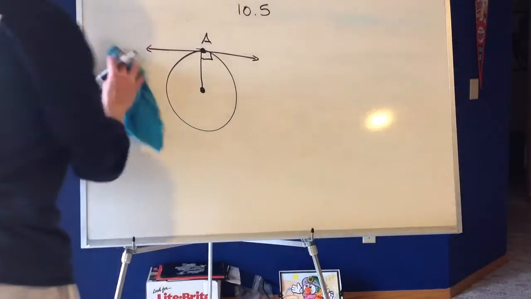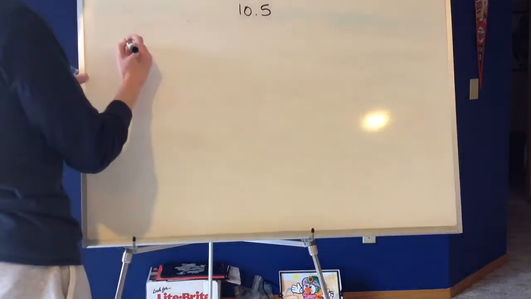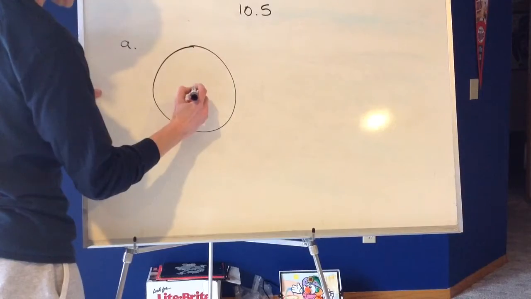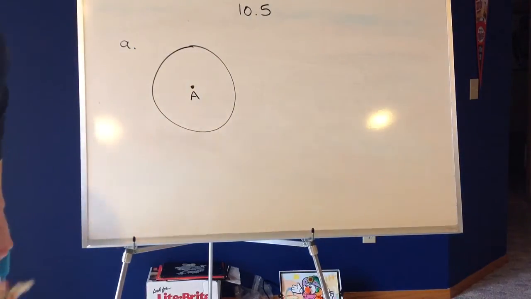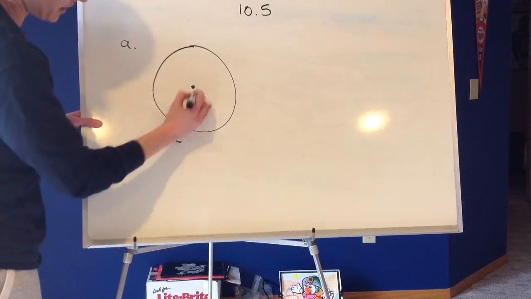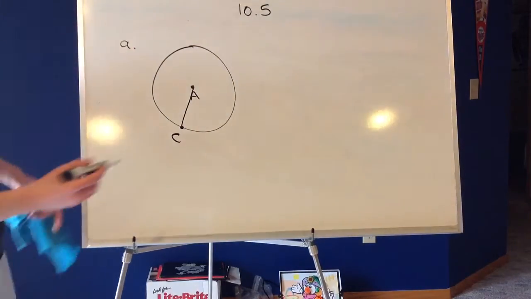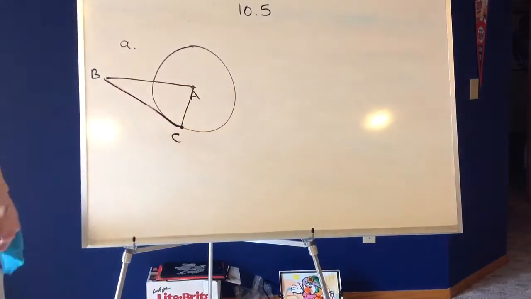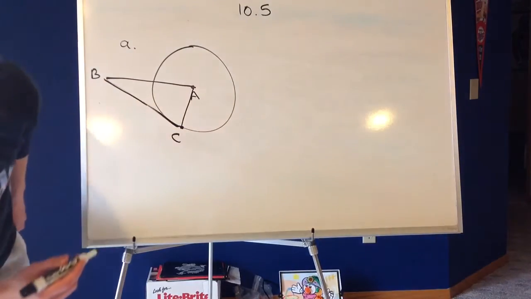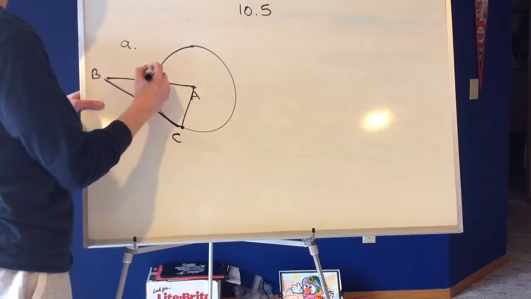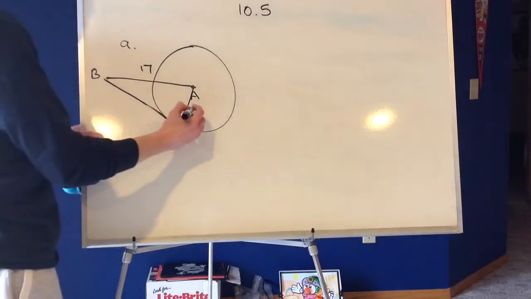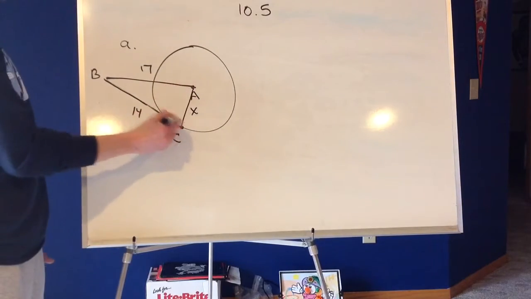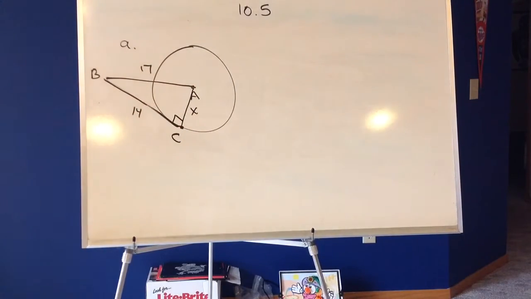If we look at example 2, the first one that we have, part A, they give you a circle with its center at A. It gives you a point of tangency C, and that's drawn in, and then it continues out to make a triangle. They tell us that this whole distance is going to be 17, and they tell us we have x and 14. So we again know a radius to tangent makes a right angle every single time.